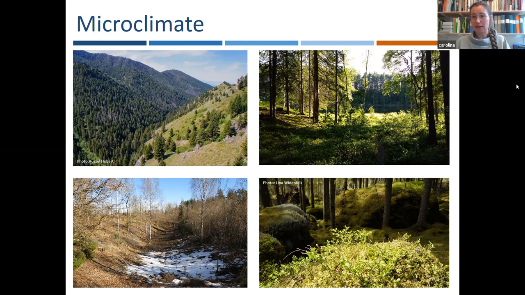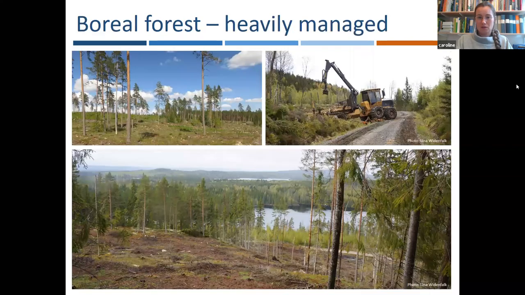You can also have higher elevations that are colder, or cold, heavy air can collect in depressions, which is called cold air pooling. So these are all terrain effects, and then you have vegetation effects. And the most obvious is that canopy shades the ground from incoming sun radiation. And these temperature differences can be created over very, very short distances, on very fine scales.